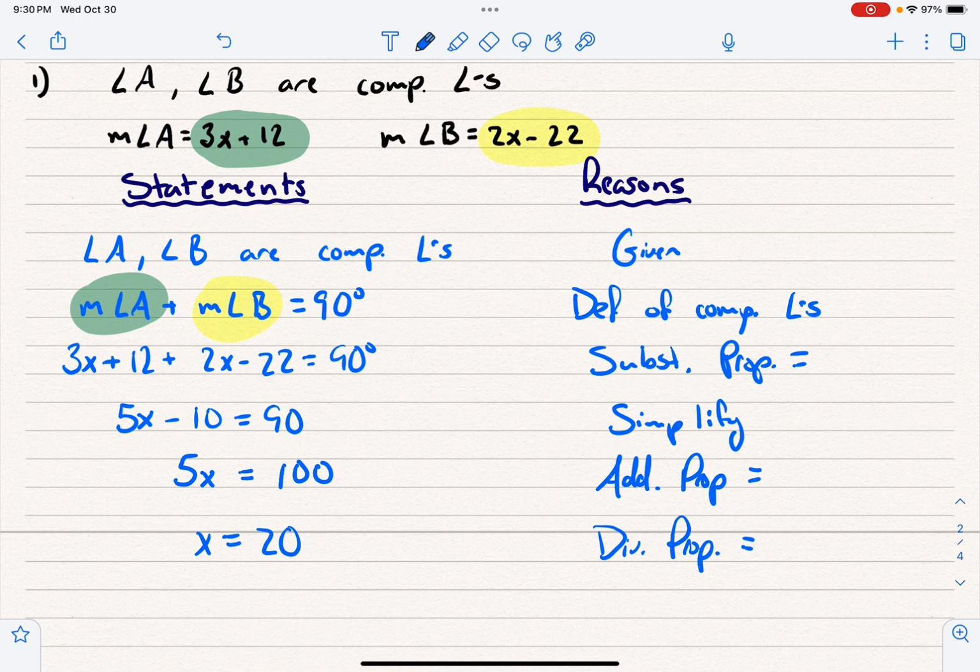Okay? And so hopefully, you all got that x is 20, and hopefully you're able to justify your steps along the way the right way. This would be basically the only way that you could have it. I can't think of a different way that you could have done it. And so this is generally what we're looking for.